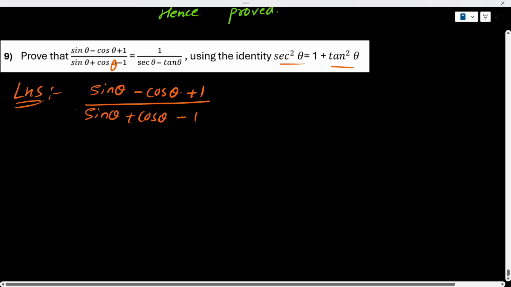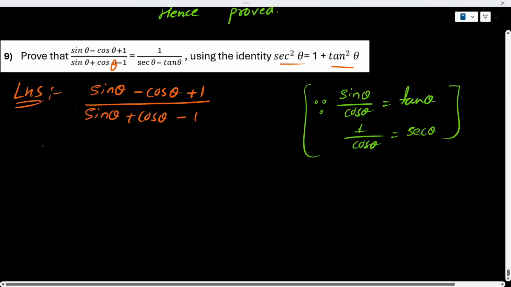So what are we going to do here? You need sec theta and tan theta. So you should know that sin theta divided by cos theta gives tan theta, right? Similarly, when 1 is divided by cos theta, you get sec theta because it's the reciprocal of cos. So what will I do here? Divide both numerator and denominator by cos theta. If it's cosec and cot, you will divide by sin theta. So each term you have to divide by cos theta.